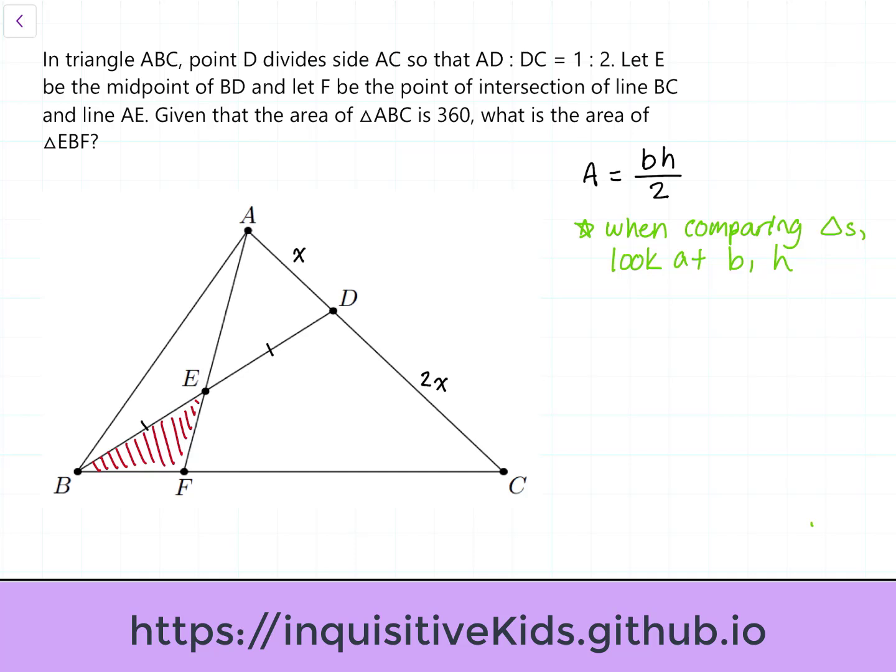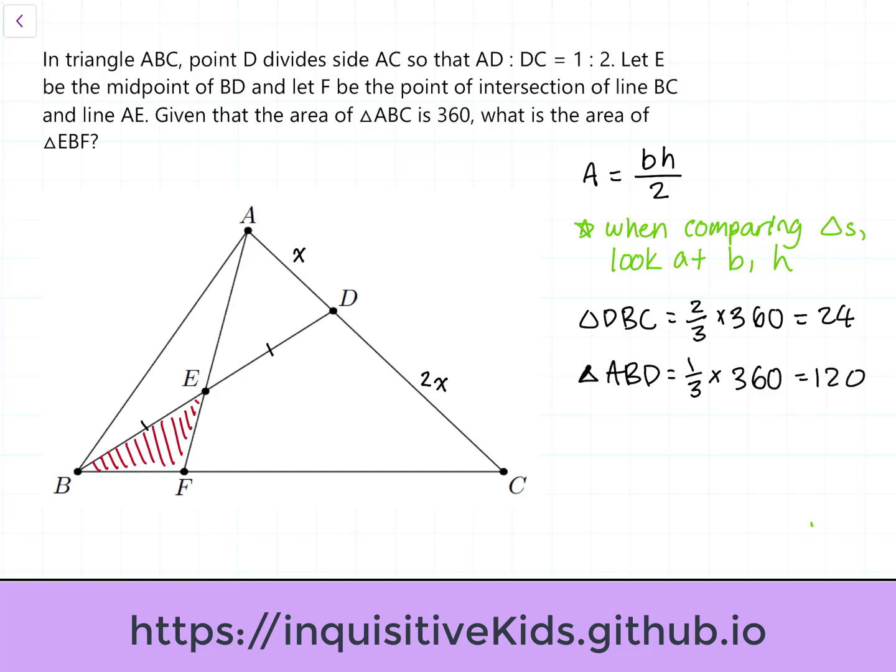So we know that triangle DBC is 2/3 of triangle ABC. So 2/3 times 360 is equal to 240. So this is the area of triangle DBC, which, to our luck, is the larger triangle that contains triangle EBF. We also know that triangle ABD is 1/3 of 360, and this gives us 120.